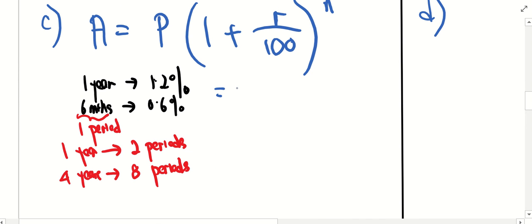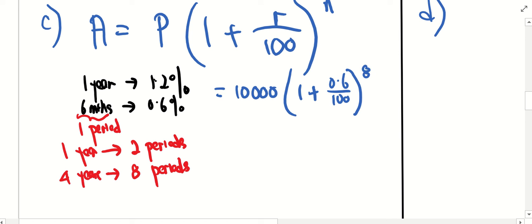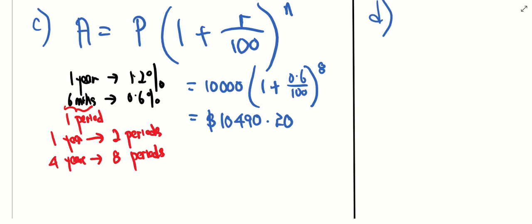Basically, the principal remains unchanged. The rate of interest has reduced to 0.6. And the number of periods has increased to 8. Now press your calculator again. Okay, so you press the calculator, that's the amount, but you need to minus off the 10,000. If it's very obvious to you, just write the answer.